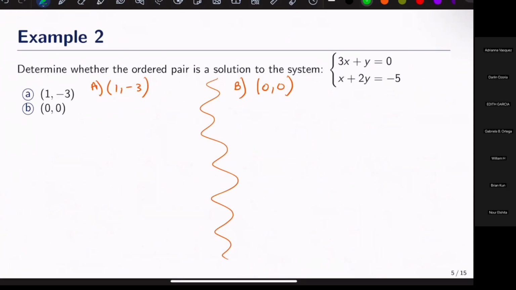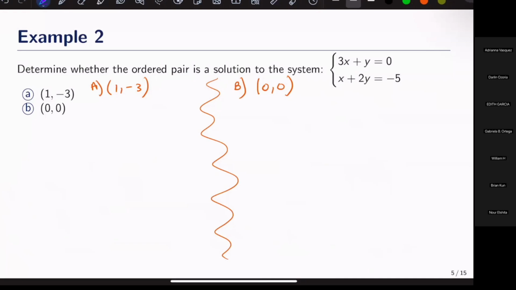Okay, example 2. Determine whether the ordered pair is a solution to the system. So same exact procedure, we just have different linear equations and we have different points. We're going to go through this a little faster now that we have a good solid foundation.